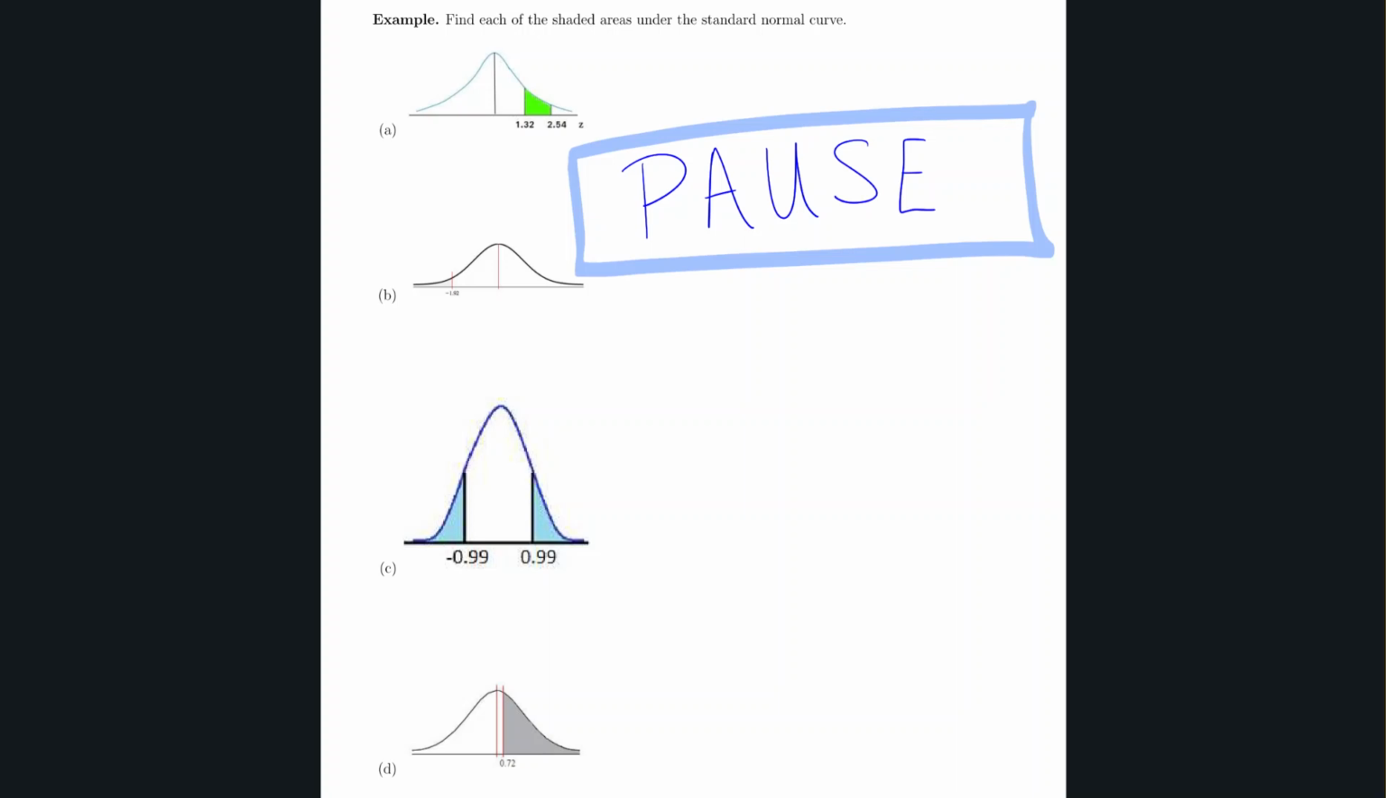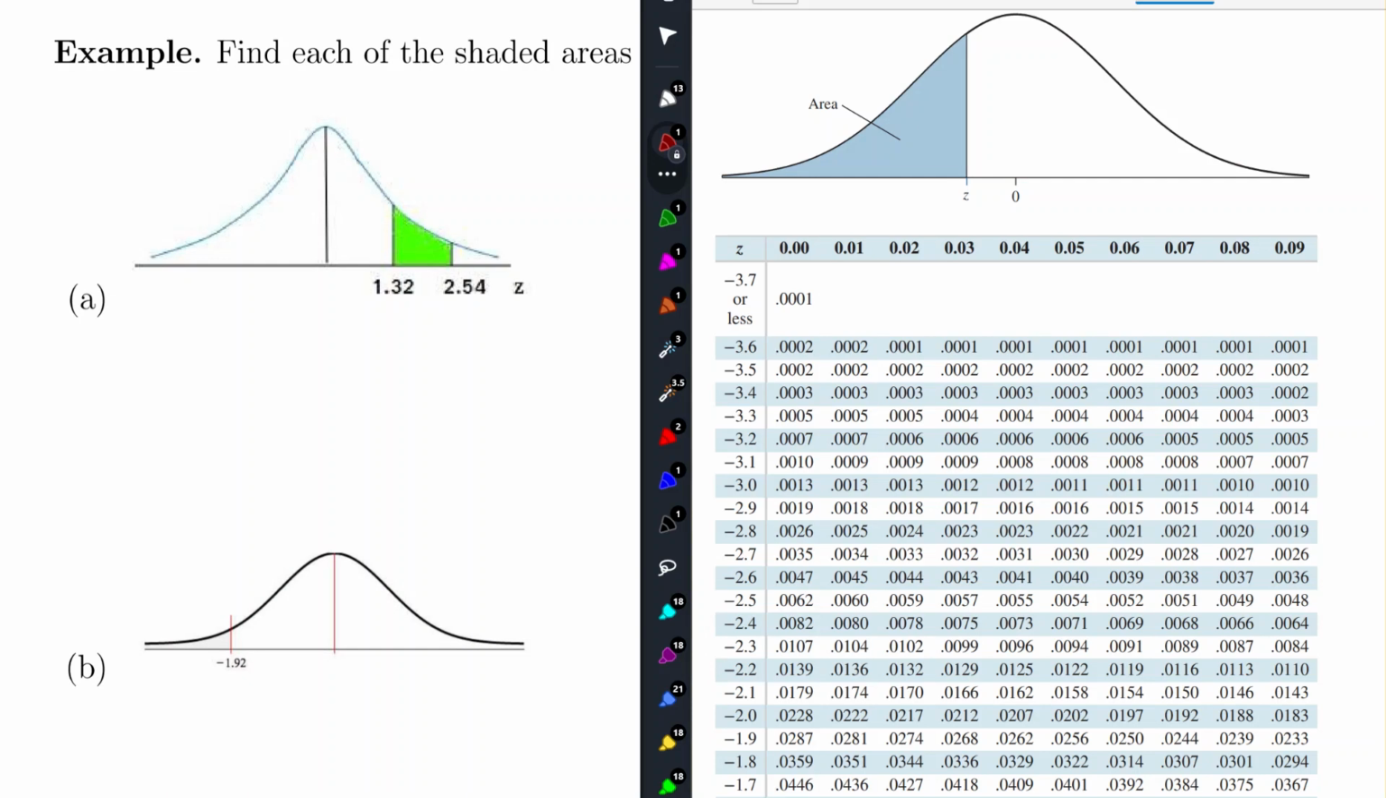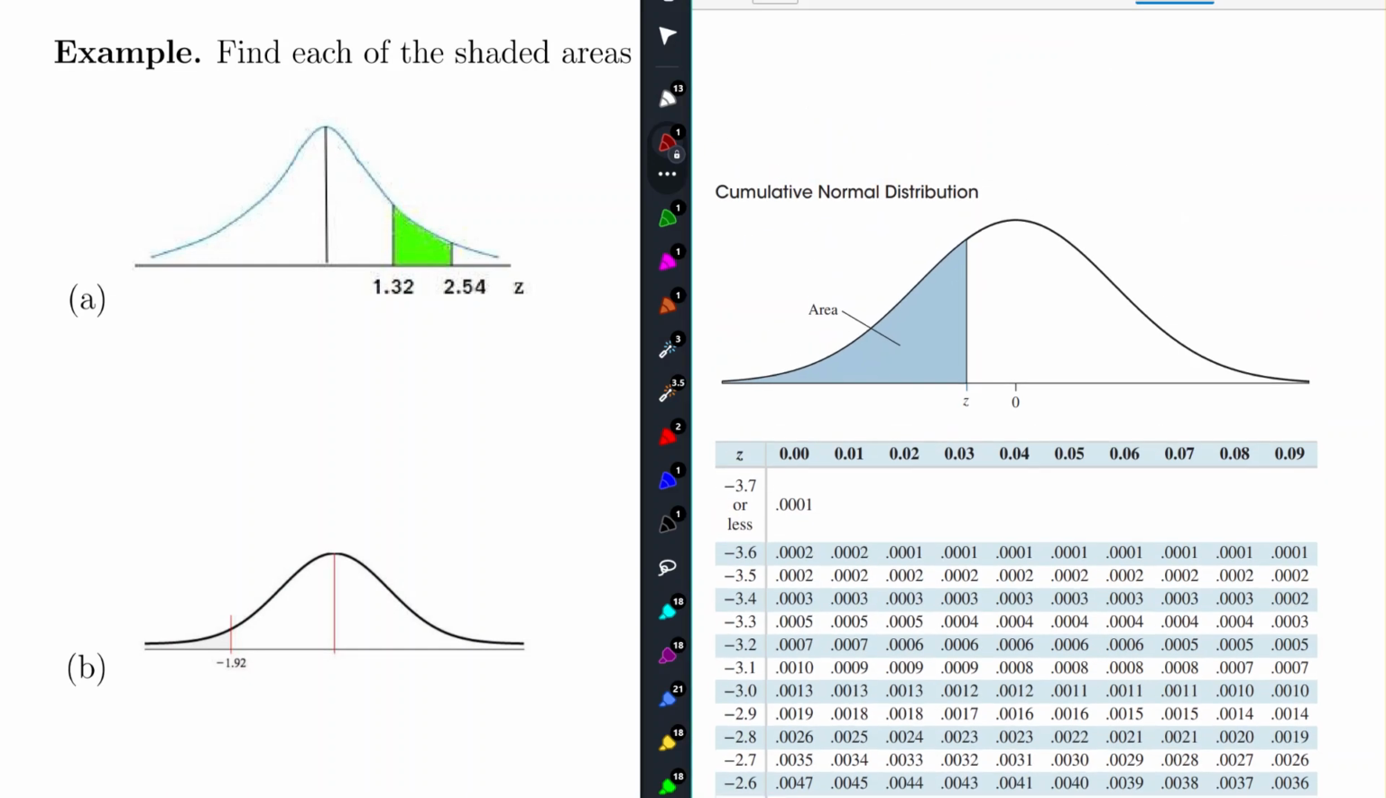So zooming in here, our prompt is to find each of the shaded areas under the standard normal curve. So we know we're dealing with the standard normal curve. We'll need to get our table of values out for this particular normal curve. So here I've got my cumulative normal distribution chart, and remember the way the chart works is it always gives you area to the left of a z-score.